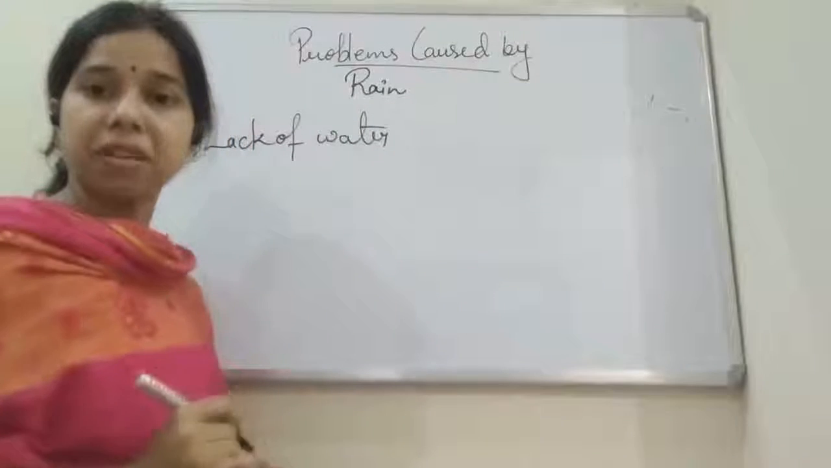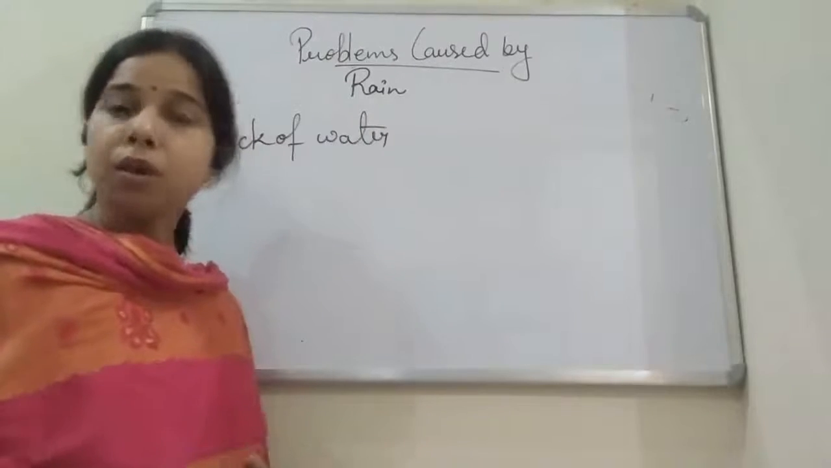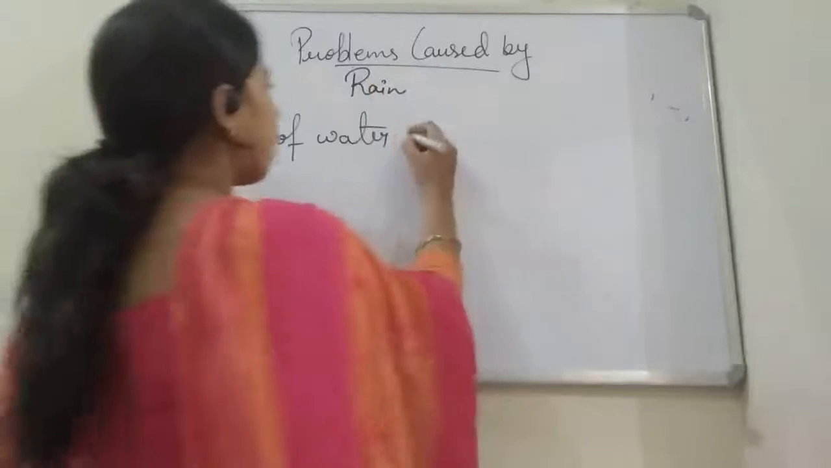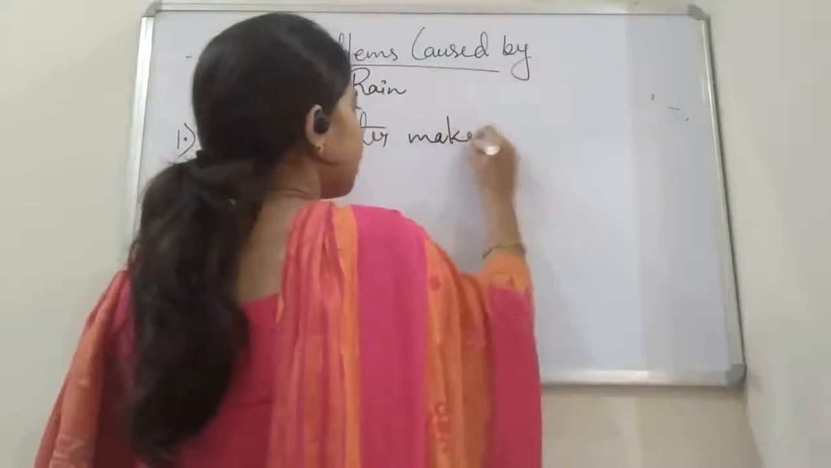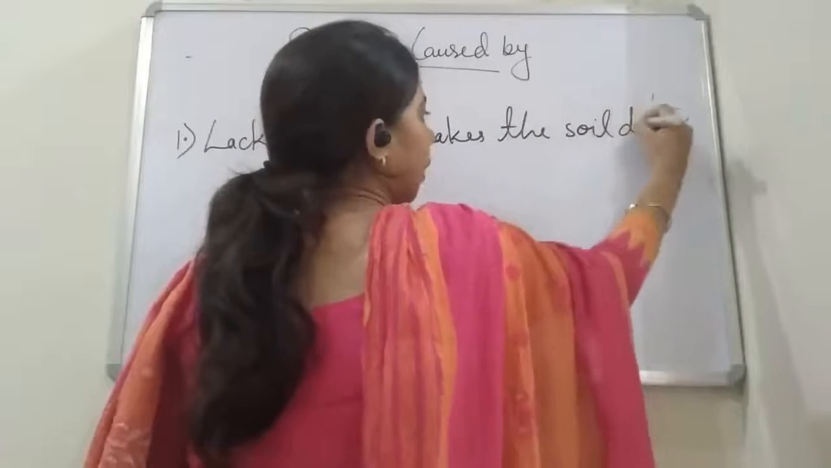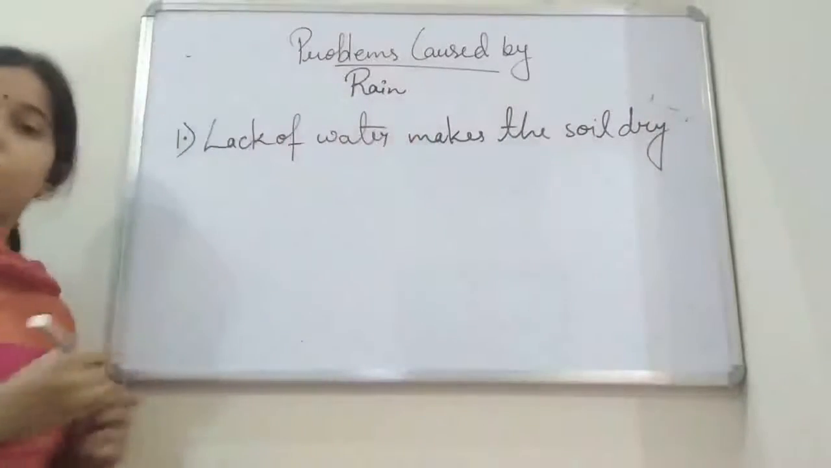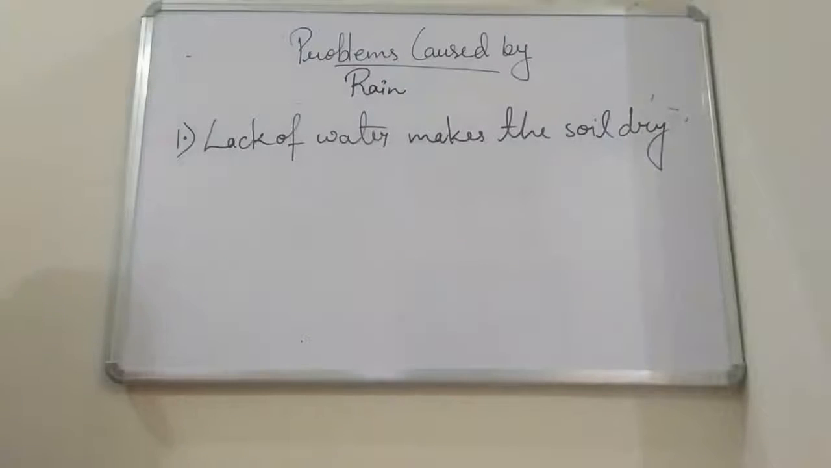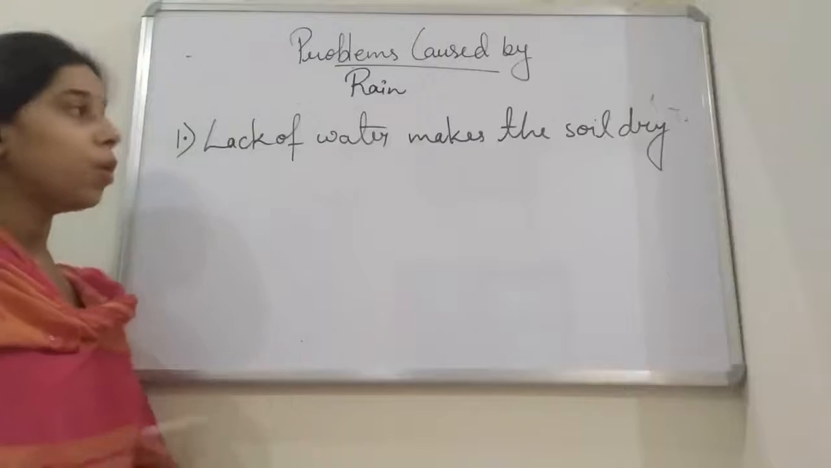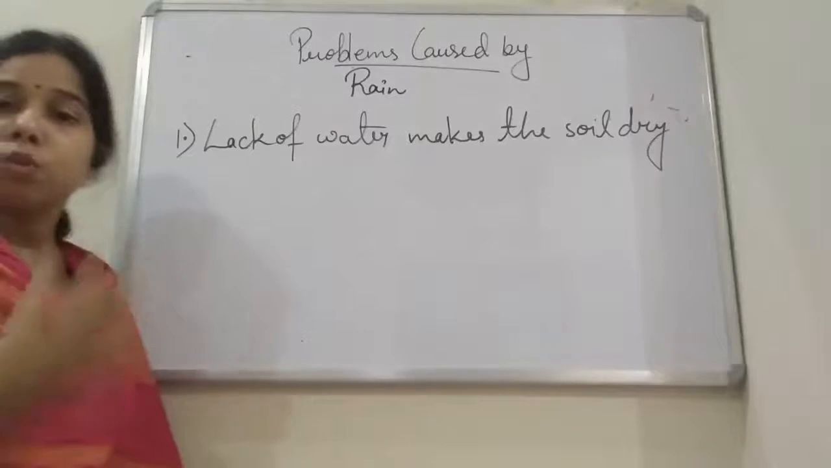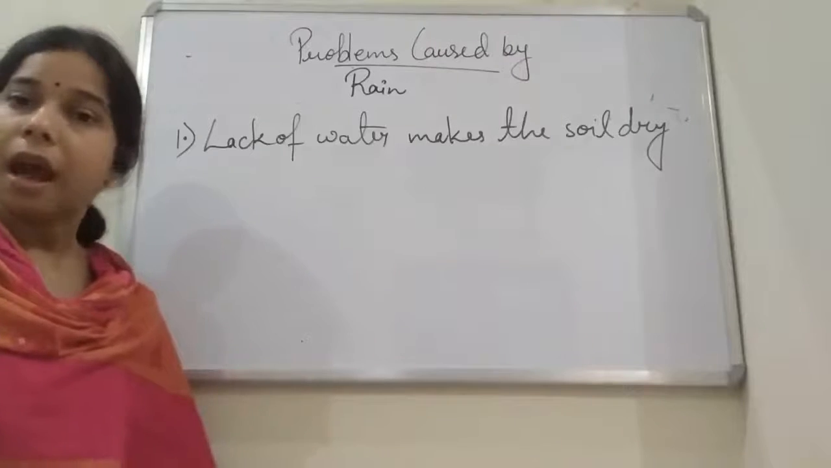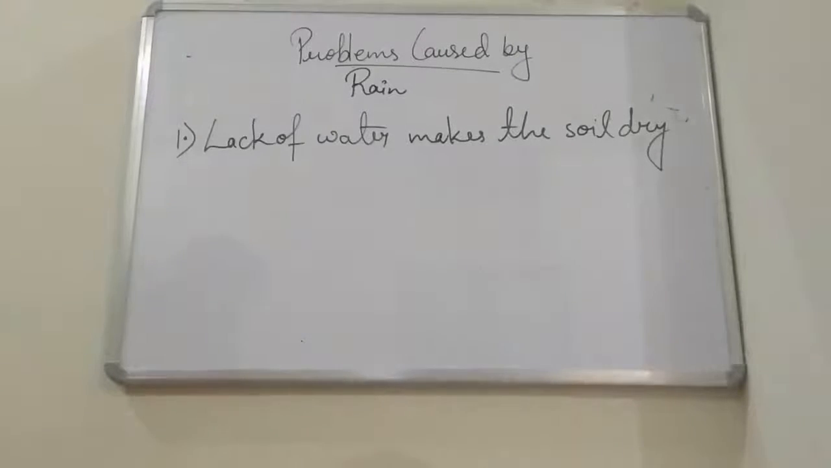The first thing it will do: the lack of water will make the soil dry. Okay, so lack of water makes the soil dry. Why, students? Because the evaporation and transpiration processes will occur, due to which the soil will lose all the moisture present in it, and it becomes dry.